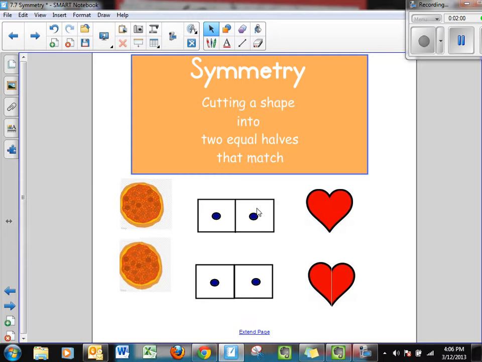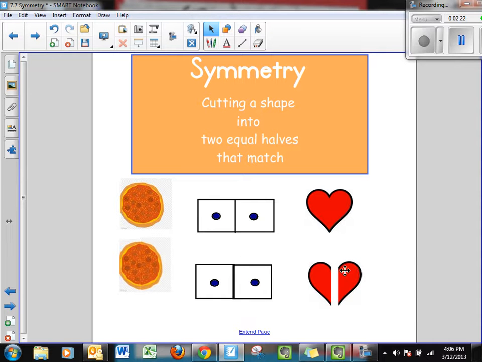Same thing with the domino. If I split the domino into 2 parts, you can see I can pull them apart. I have 2 identical pieces. So again, symmetry is when you're able to cut a shape into 2 equal halves that match. And then a heart, if I cut it into 2 equal parts, they match.